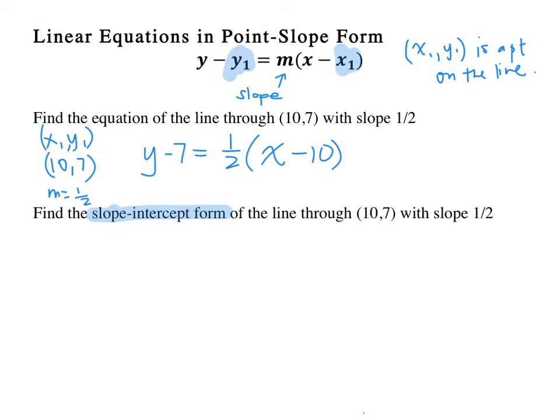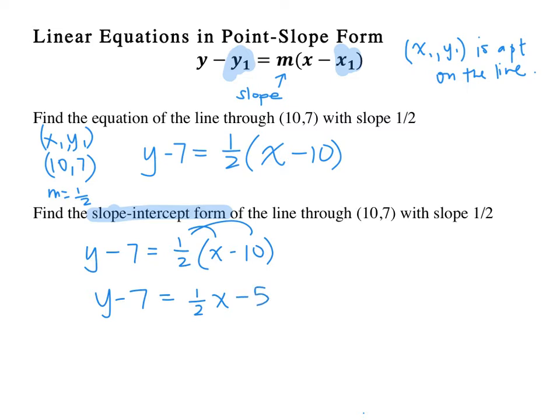So I'll start with what I used from the last one: y minus 7 is equal to 1/2 times x minus 10. I'll start by distributing that 1/2. Y minus 7 is equal to 1/2 x plus, 1/2 times negative 10 is going to be negative 5. Okay, now isolating y, I can add this 7 to each side.